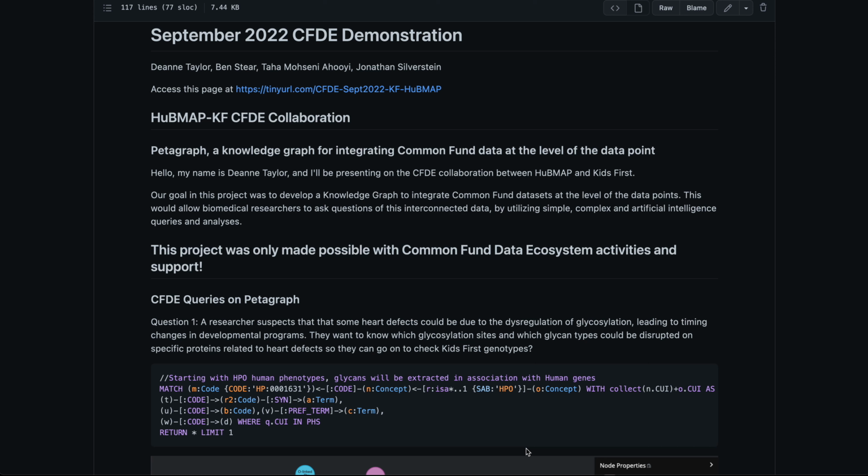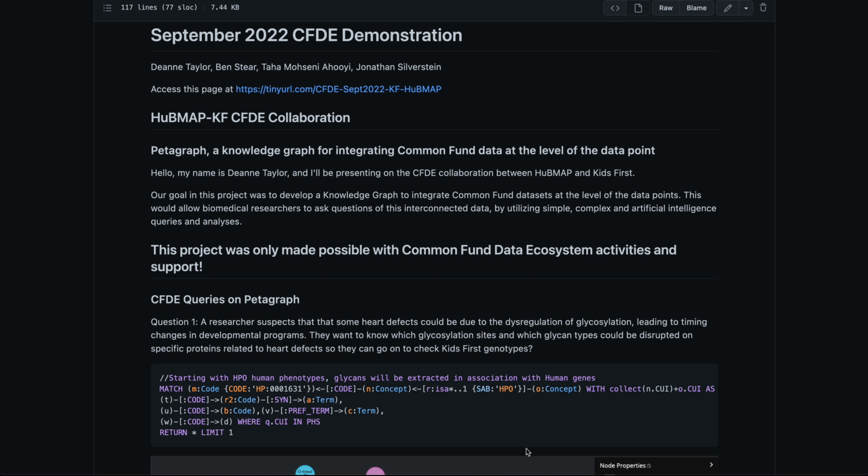I'll be presenting on the CFDE collaboration between HuBMAP and Kids First. Our goal in this project was to develop a knowledge graph to integrate Common Fund data sets at the level of the data points. This would allow biomedical researchers to ask questions of this interconnected data by utilizing simple, complex, and artificial intelligence queries and analyses. This project was only made possible with Common Fund Data Ecosystem activities and support.